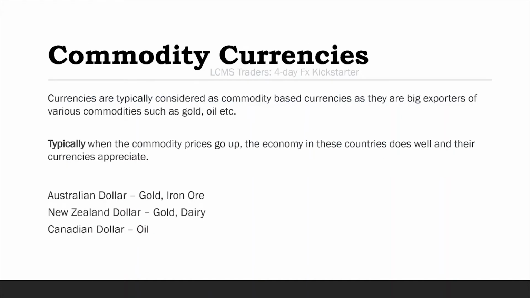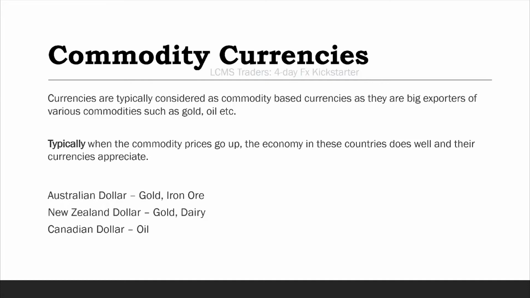Commodity currencies are currencies typically considered as commodity-based, as they are big exporters of various commodities, such as gold, oil, and a lot of things that you can dig up or produce. Typically, commodity prices would go up, and the economy in these countries will also do well because they produce those commodities. They will be exporting a lot, which will lead to their currencies appreciating as people demand those currencies so that they can trade those commodities.